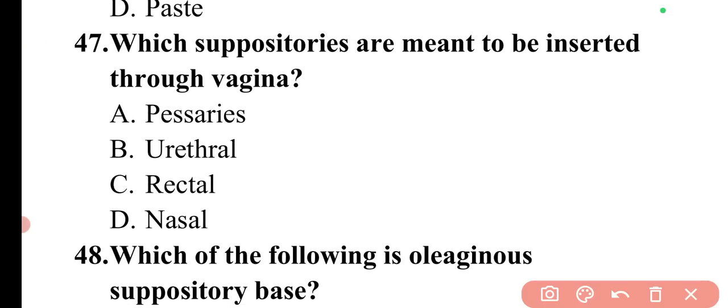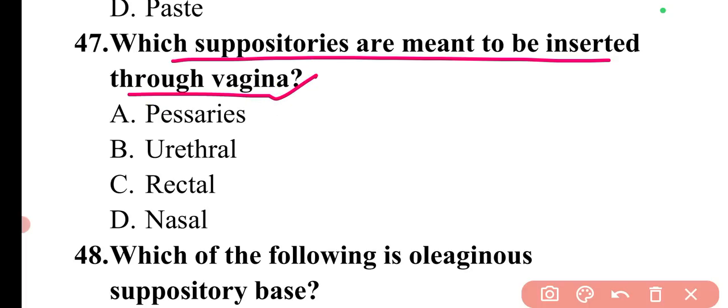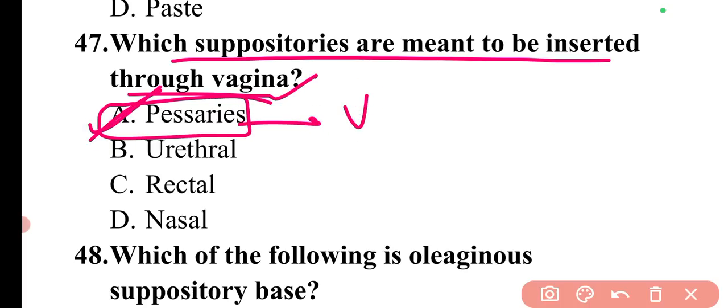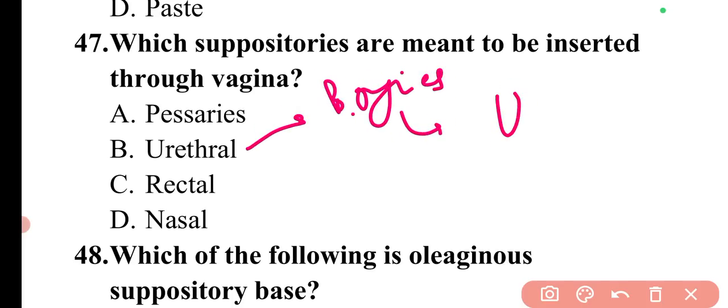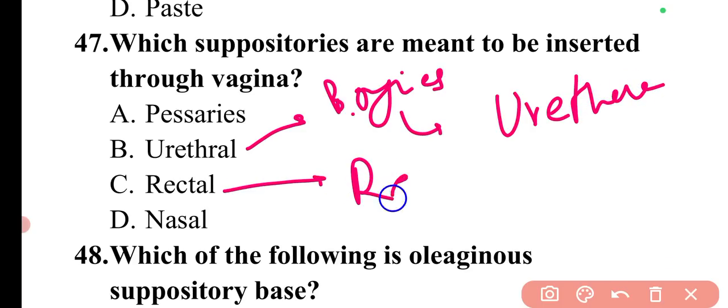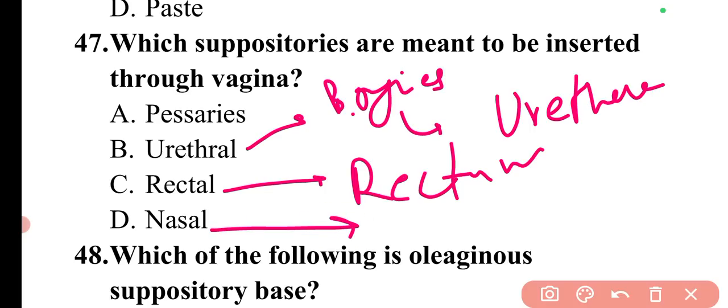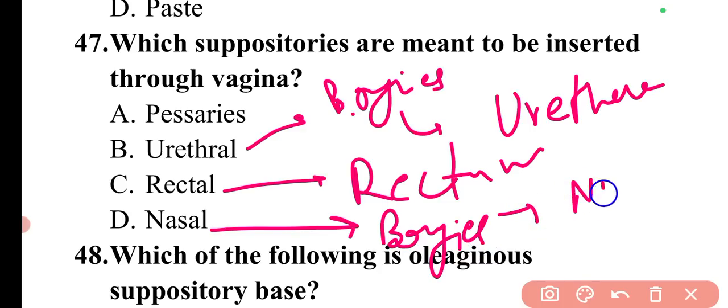The next question is, which suppositories are meant to be inserted through vagina? Through vagina, the suppositories which are inserted are known as pessaries or vaginal suppositories. Other different types of suppositories are urethral. Urethral suppositories are also known as bogies, and these are inserted through the urethra. Then there are rectal suppositories, which are inserted into the rectum. Nasal suppositories are also known as bogies, and these are inserted through the nose.